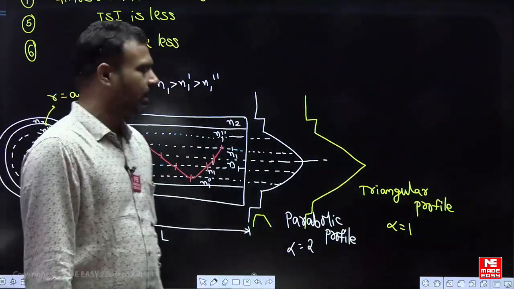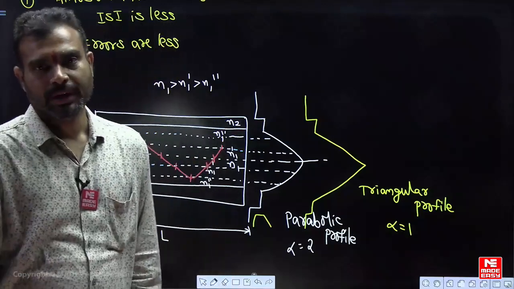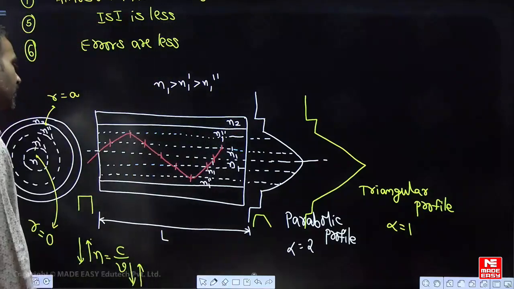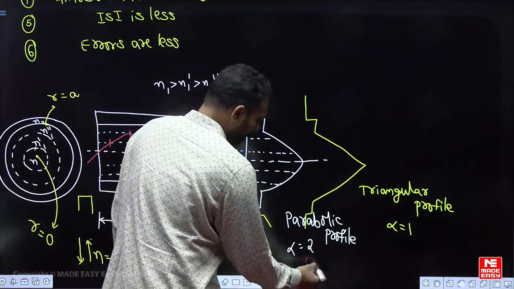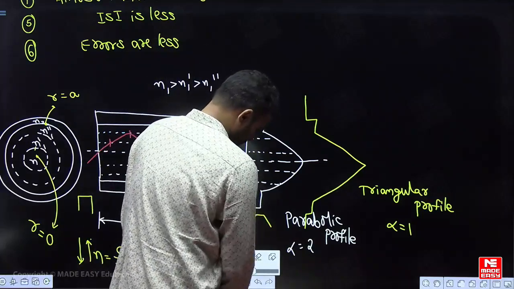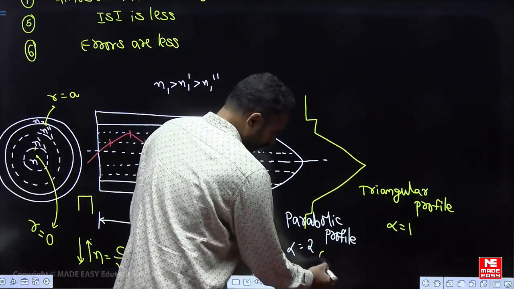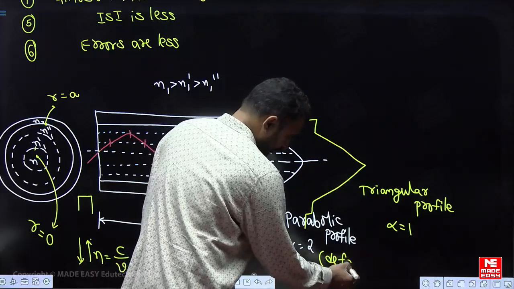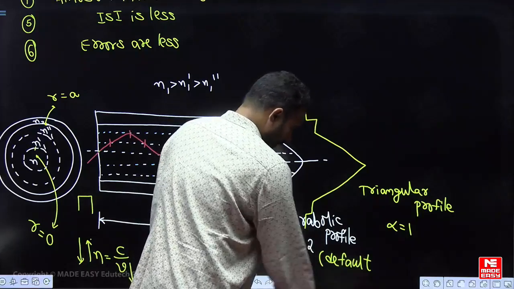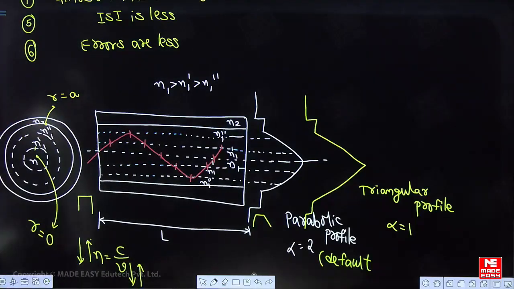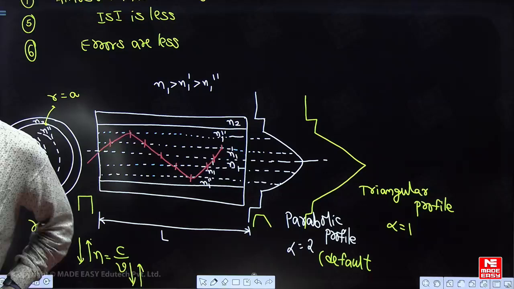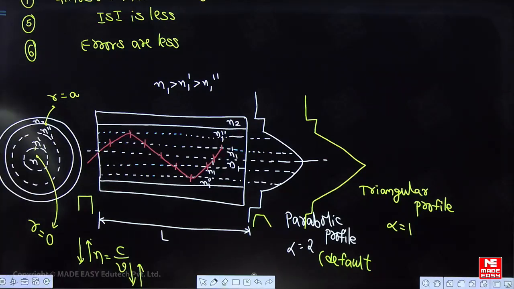For parabolic profile, your alpha value is equal to 2. So those are the two types of profiles we have, parabolic and triangular. If nothing is specified in the question, we take the default profile as the parabolic profile only. So please draw this diagram. Once it's completed, please put a message.